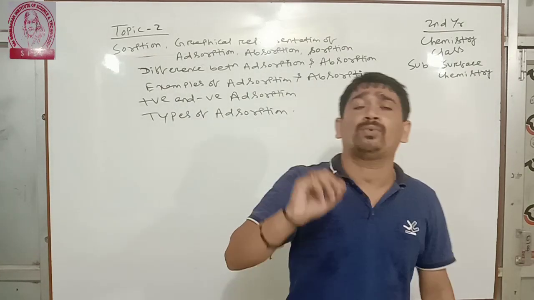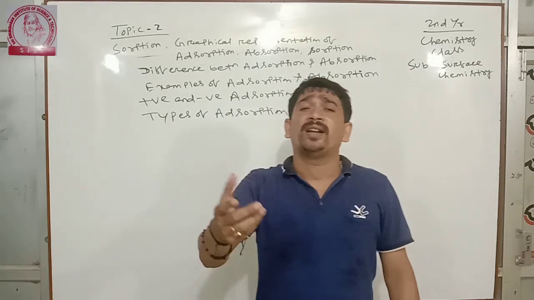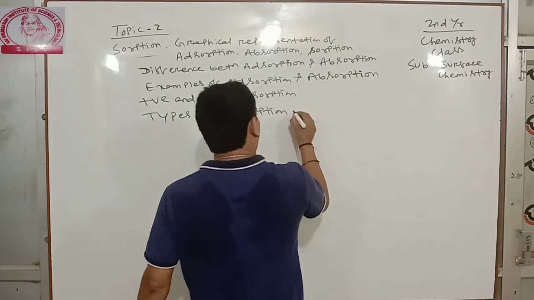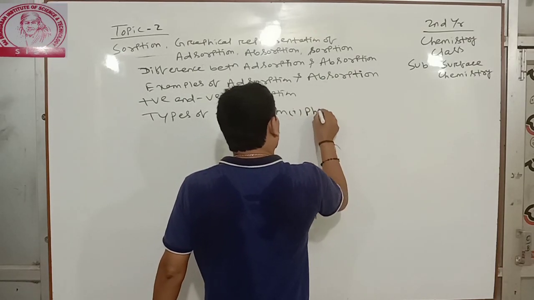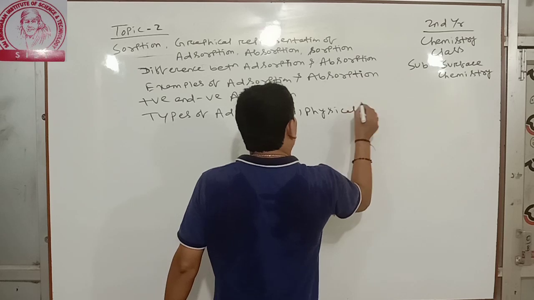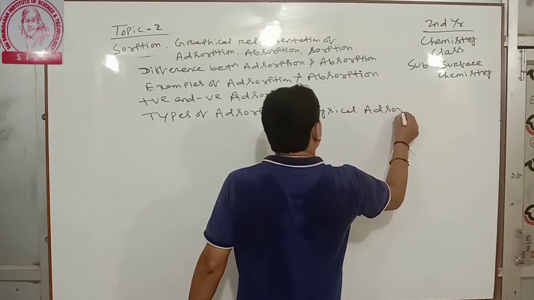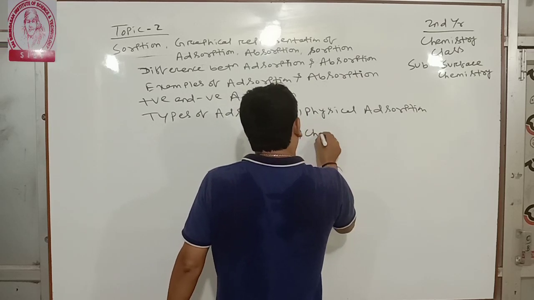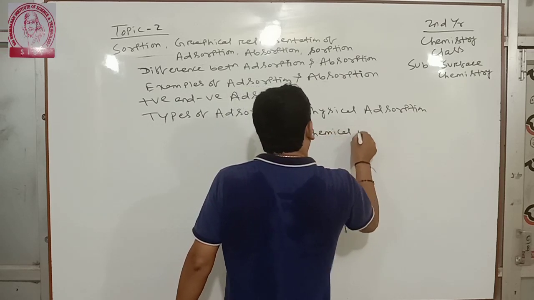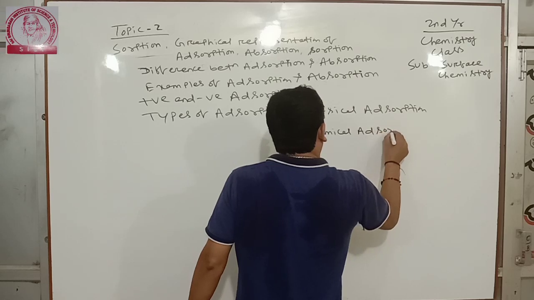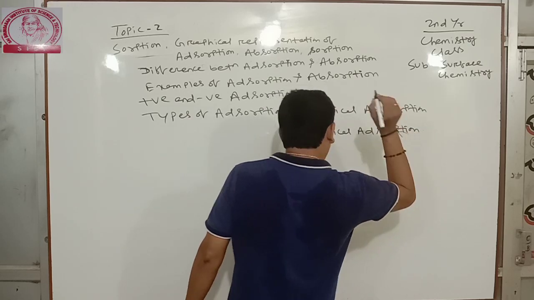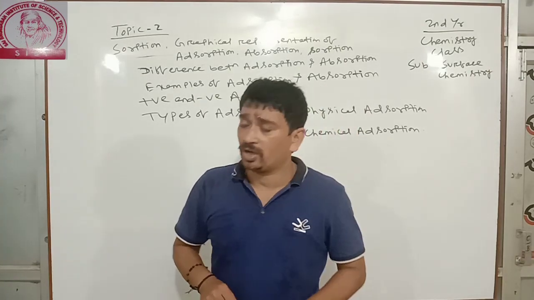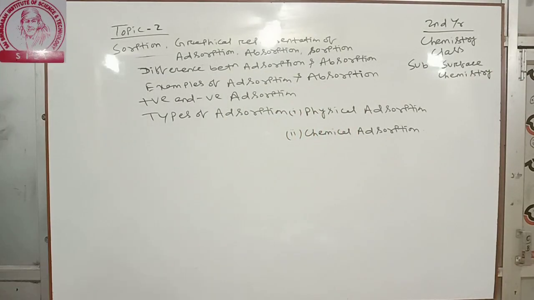Adsorption is of two types: physical adsorption and chemical adsorption. First is physical adsorption, second is chemical adsorption. This we will discuss in this class. Clear? So we have to discuss these things.